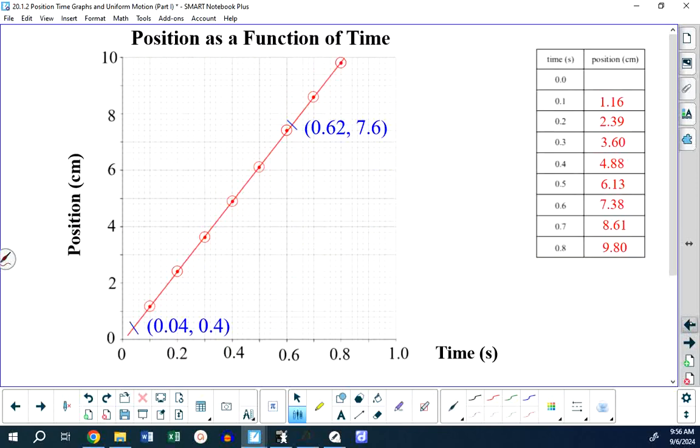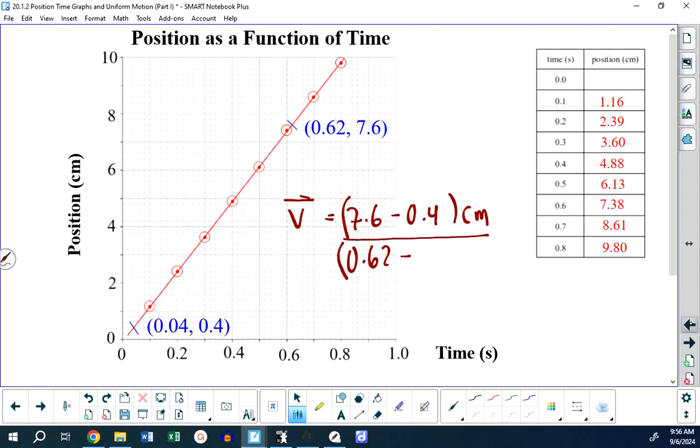So now when I find the slope, my slope, which will be my velocity, is going to be 7.6 minus 0.4, and this will be in centimeters, over my run, which is 0.62 minus 0.04, and this is in seconds. So what do I get? I think you were saying you're getting 12.4. Let's see. Why does everything keep moving over to my other screen? Give me a second. I did the calculation this morning, but for some reason 12.2 was sticking in my head, but maybe I'm wrong.